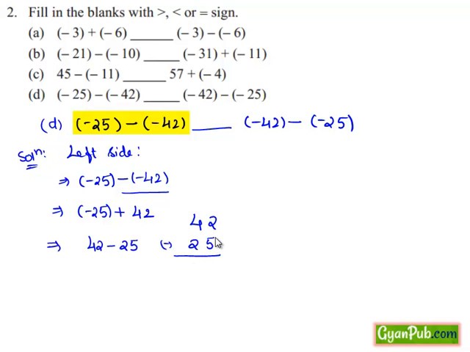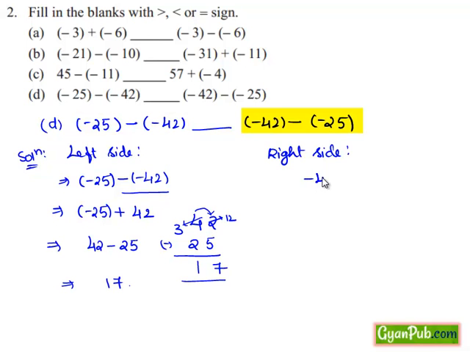Since 2 is less than 5, take a power of 10 from the 4. It will become 12. It will become 3. 12 minus 5 is 7. 3 minus 2 is 1. We get 17. On the right hand side, we have minus 42 minus of minus 25.